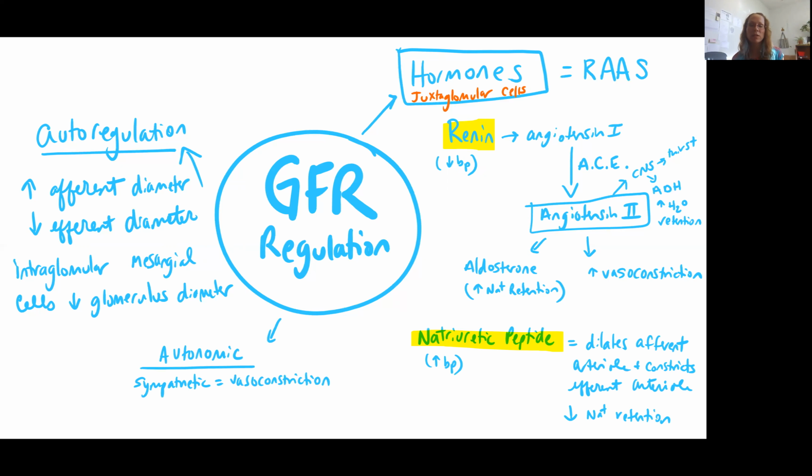And then we can have some autonomic nervous system control here, specifically the sympathetic, can do vasoconstriction. So we can see this autoregulation happening right there from the glomerulus. We see hormones, which we'll be talking about again, and we can see the sympathetic division playing a role here as well. And that's it for now.